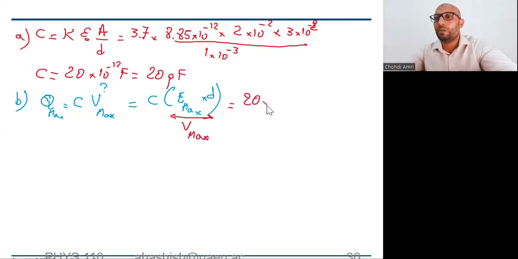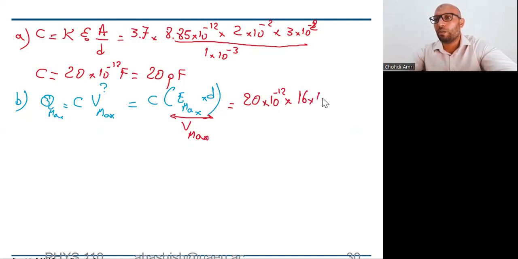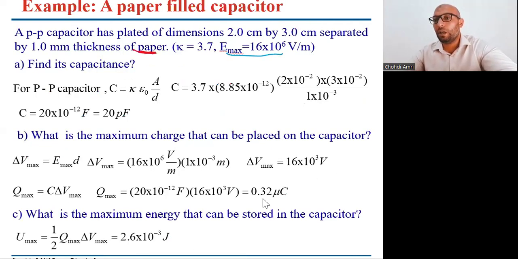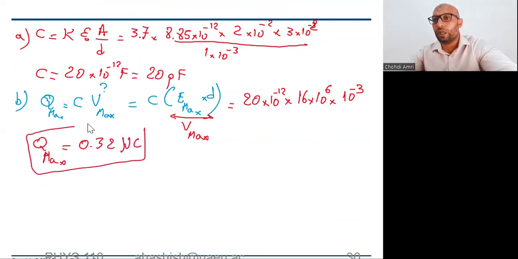So it's going to be, how much? We said it's 20 times 10 power 12 multiplied by E max, how much? We said it's 16 times 10 power 6, multiplied by the distance between the two parallel plates, which is 1 nanometer. That means 10 power negative 3. And we are done. So what's going to be the maximum charge on these parallel plates? It's going to be 0.32 microcoulomb. Okay, and we are done.